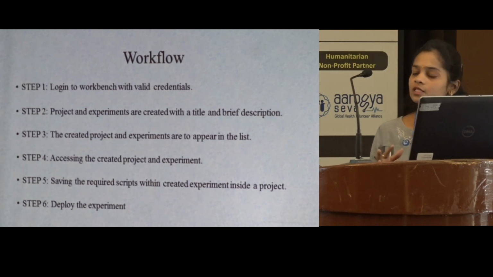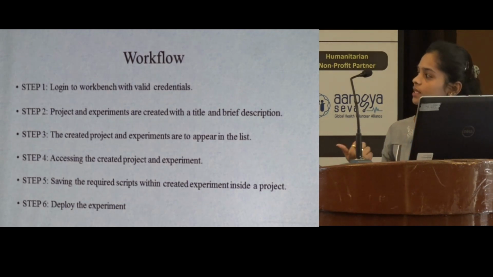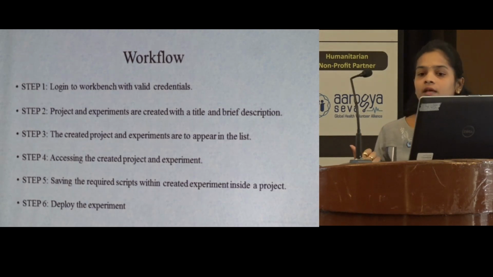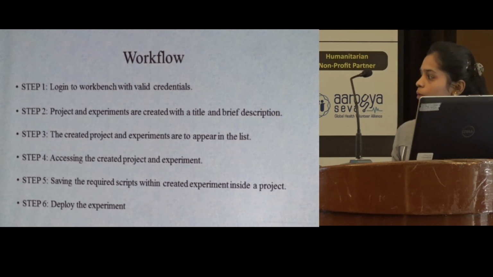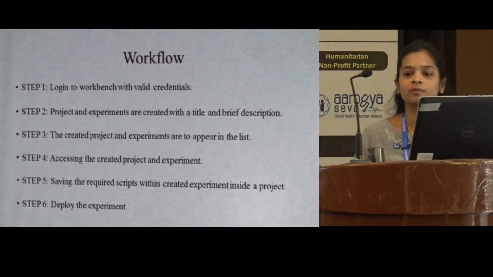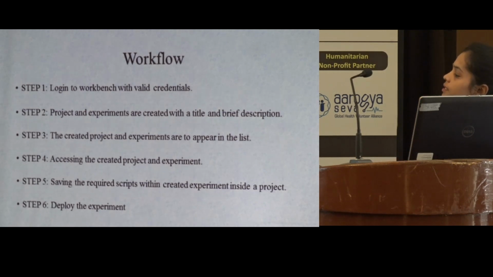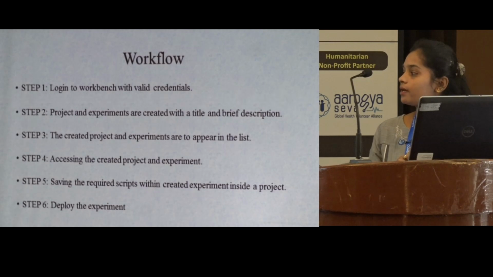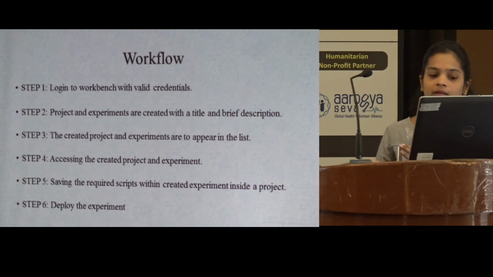The projects and the experiments are created with a title and a brief description. This is used in step 4, accessing the created project and the experiment. When you create them with proper tags and descriptions, filtering the projects and experiments is easy when you have n number of them. And saving the required script within the created experiment inside the project needs to be done. We need to follow the layered structure while creating the project, experiment and the script.